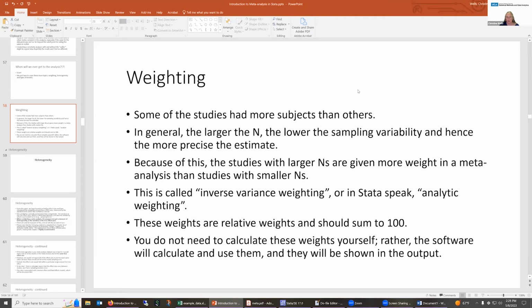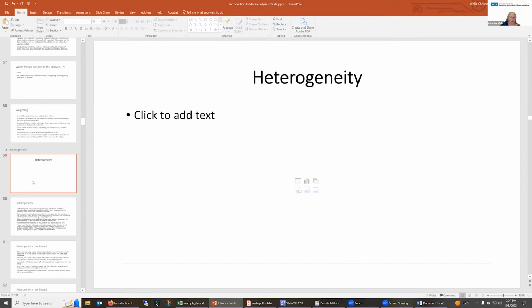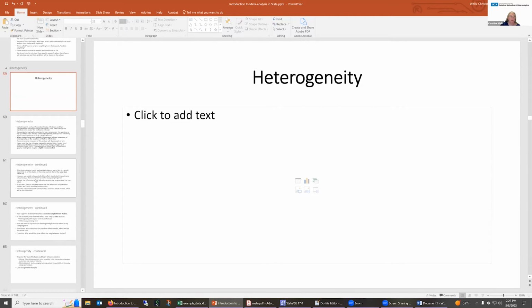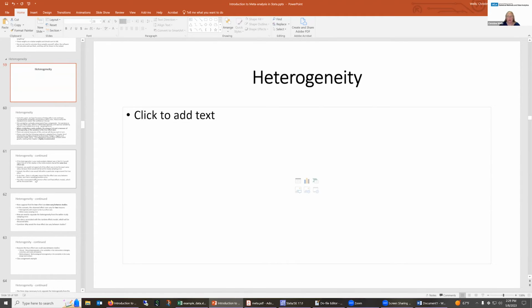In Stata, you might know it as analytic weighting. These weights are relative weights, and they will sum to 100. You don't need to calculate any of this yourself. The software is going to do it. The weights will be shown in the output. All is well in the world. All right, any questions before we dive into the hairy, scary topic of heterogeneity? Okay.